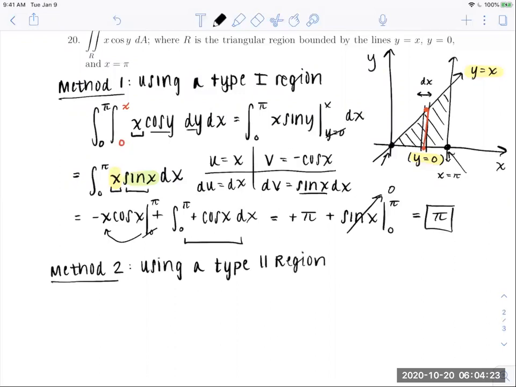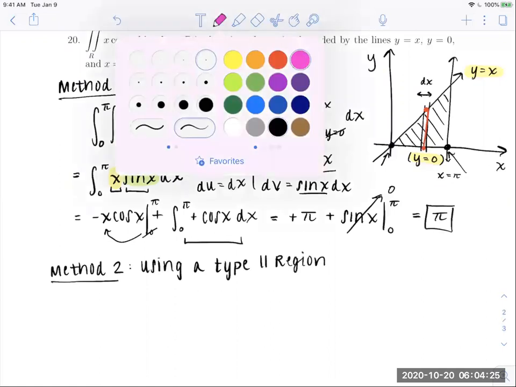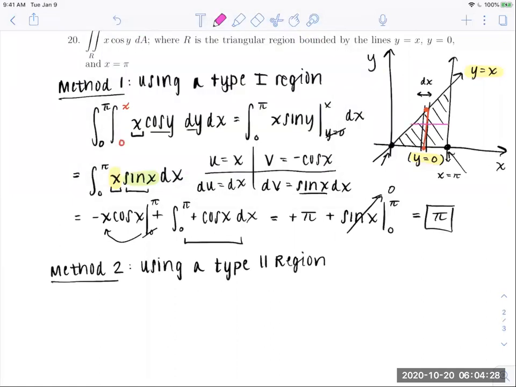All right, so if we're using a type 2 region, we're now going to draw our strips horizontally. And we're going to note here that our thickness of our strip is now in the y direction. So again, I like to note that because I like to remember that that thickness is going to be our outer differential because we're going to integrate with respect to y at the end and get our constants that way. So our integrand isn't going to change. It's still x cosine y. But because my thickness is in the y direction, now I'm going to integrate x first and then y.